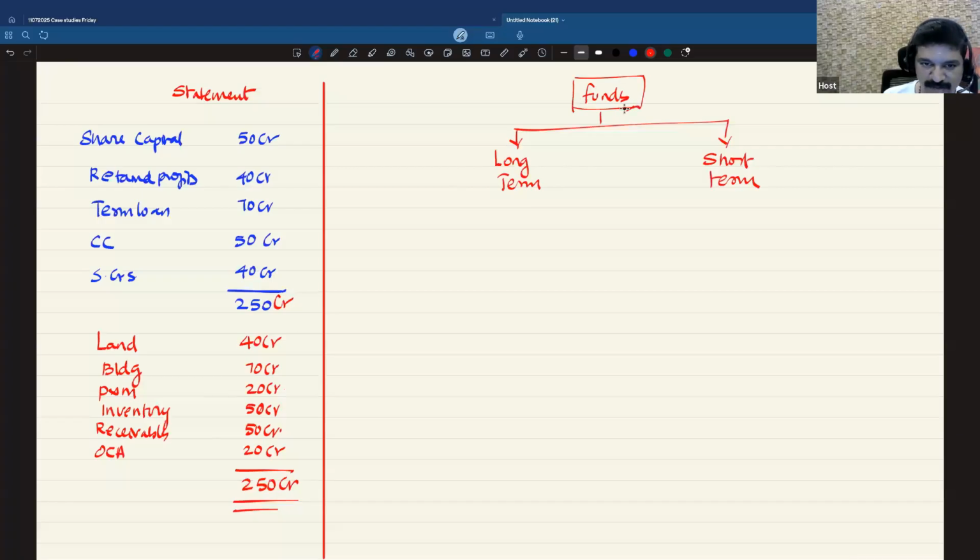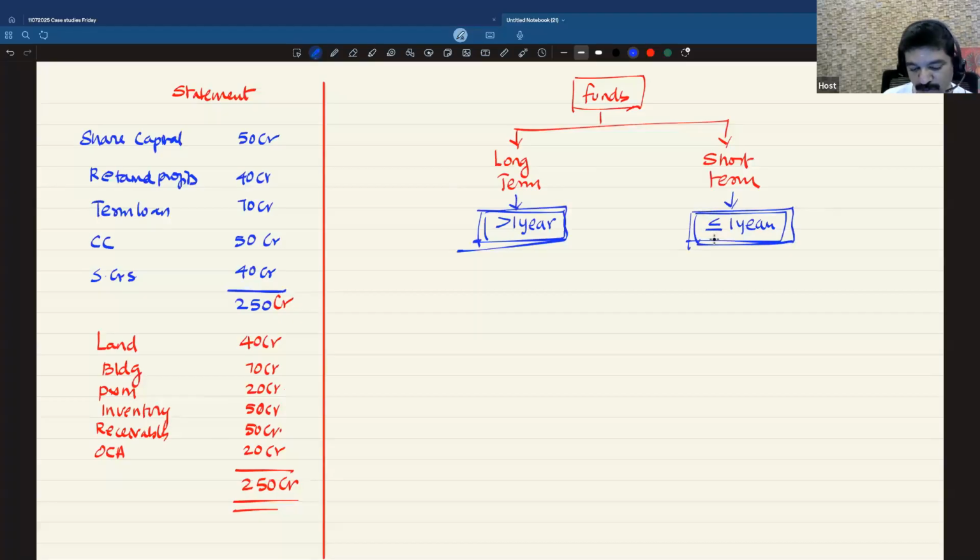Whatever funds have come into the business have to be identified as long-term funds and short-term funds. So what are long-term funds? These are the funds which have come from a source where the repayment can happen after 1 year. There is no compulsion that repayment should happen within 1 year. Whereas short-term funds are those where repayments are supposed to happen within a period of 1 year, from the date of balance sheet or from the date of borrowing. Long-term funds are those where repayments can happen after 1 year, and short-term funds are those where repayments are supposed to happen within 1 year.